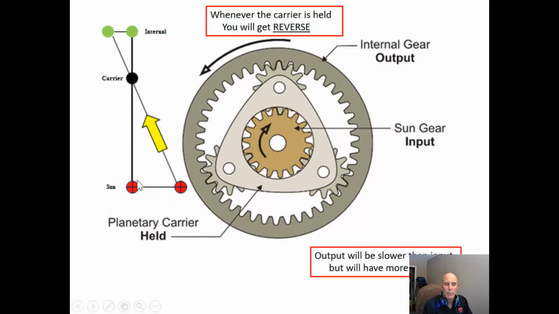And again, we use our numbers. Let's go 5 to 2. With a 5 to 2, every time the sun gear turns 5 times, this is going to turn 2 times, but it's going to turn in the reverse direction, and we will have more torque and less speed.